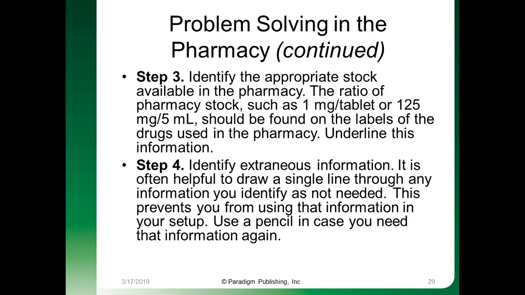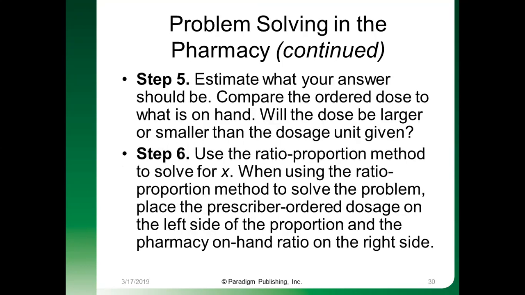Identify extraneous information. It is often helpful to draw a single line through any information you identify as not needed. This prevents you from using that information in your steps. Use a pencil in case you need that information again. Step 5. Estimate what your answer should be. Compare the ordered dose to what is on hand. Will the dose be larger or smaller than the dose unit given?